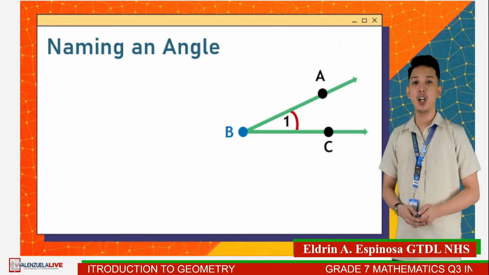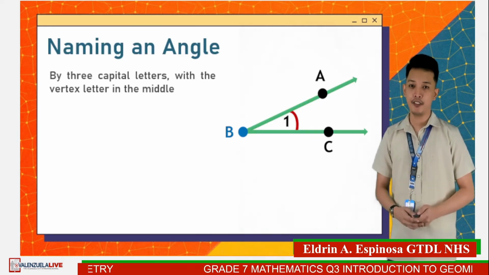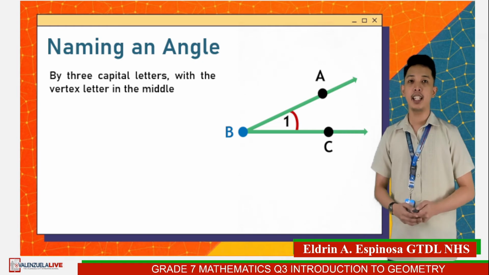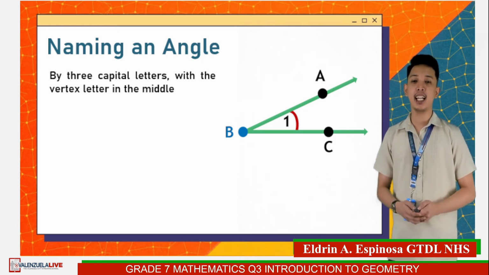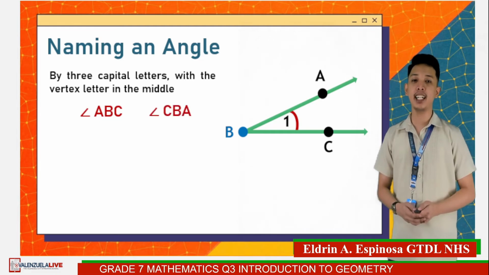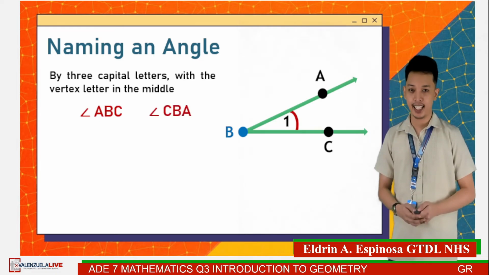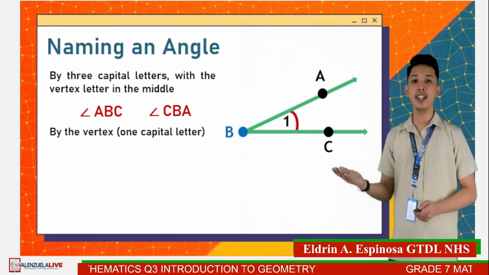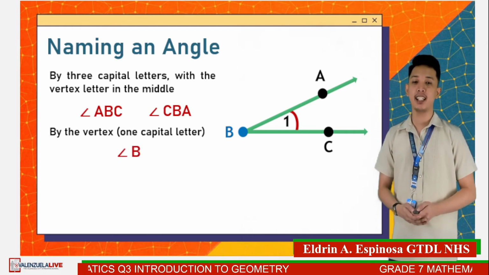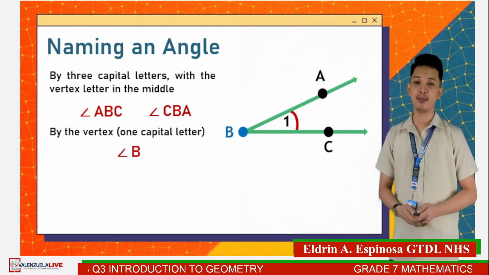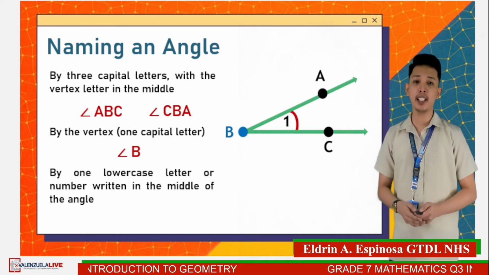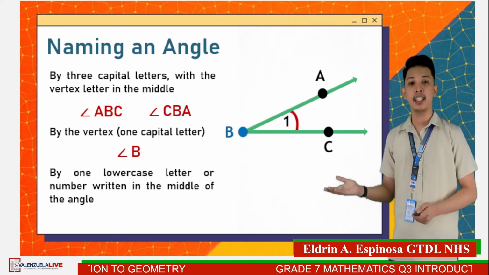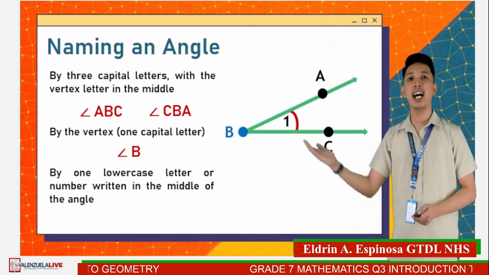In naming an angle, we have three ways. First, by three capital letters with the vertex letter in the middle. In this figure, we can name it as angle ABC or angle CBA. Second, by the vertex, using one capital letter. This figure can also be named as angle B. Lastly, by one lowercase letter or number written in the middle of the angle. This figure can be named as angle 1.